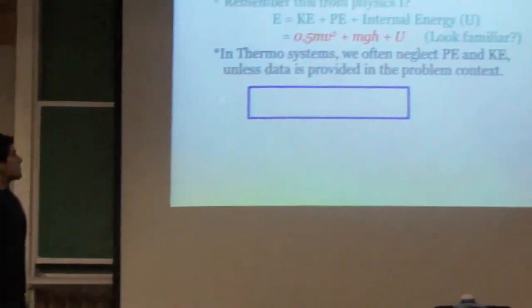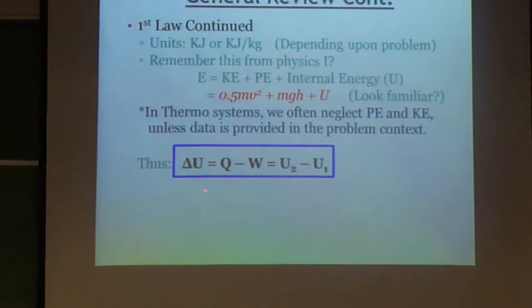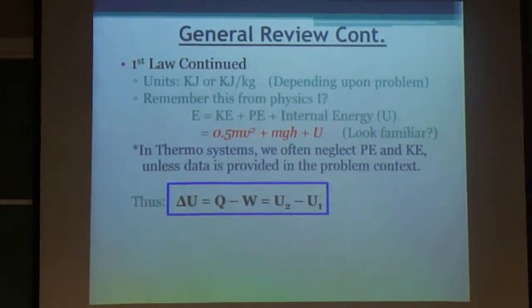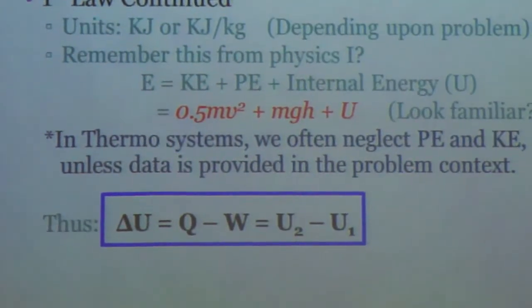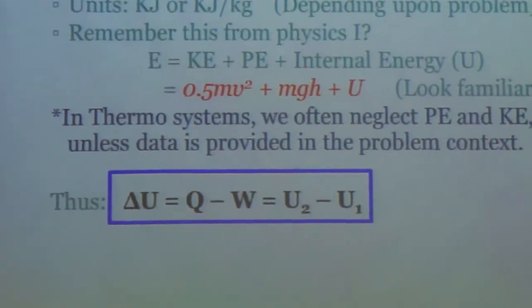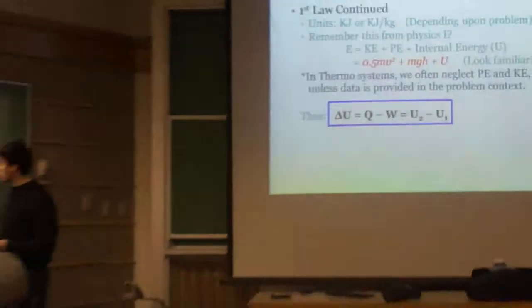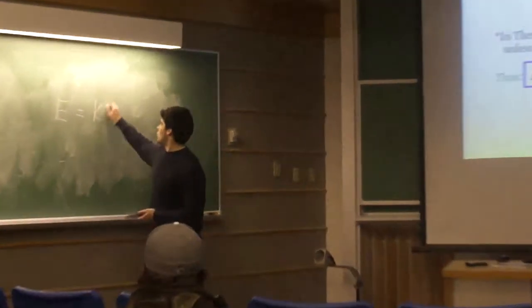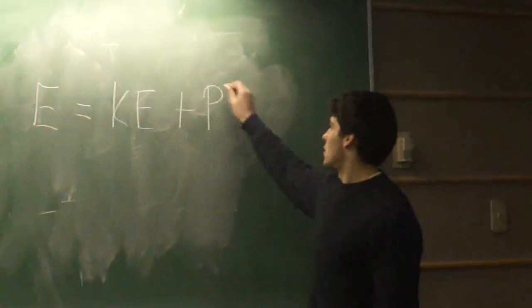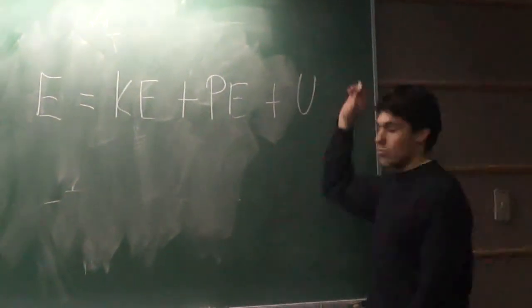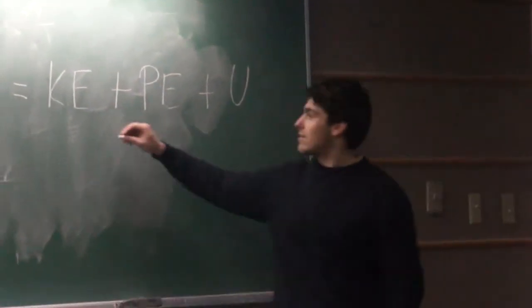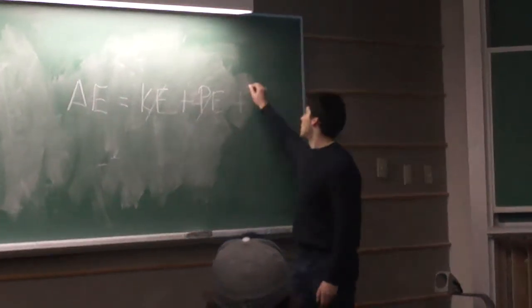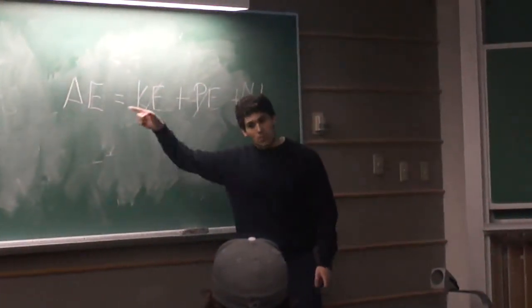So again, neglect kinetic and potential energy. Now, what this equation then reduces to is delta, so I'm going to come over here and just get rid of this. So E is defined as kinetic energy plus potential energy plus U, right? So if we're going to neglect kinetic and potential, and we're going to look at the change between 2 points, then these two things are equal, right?